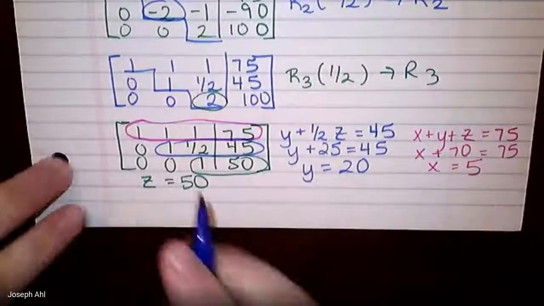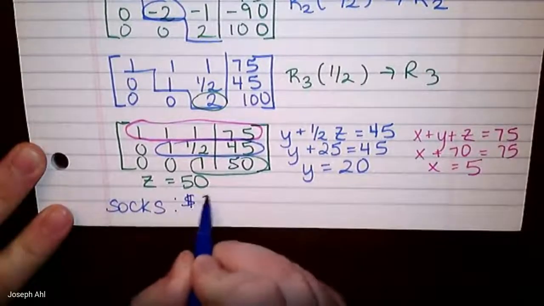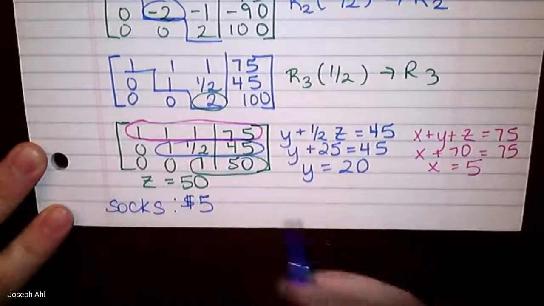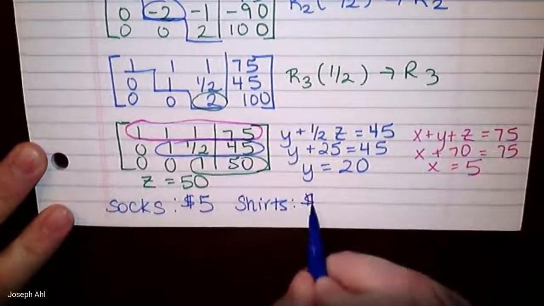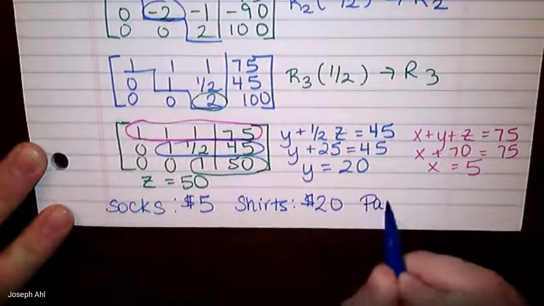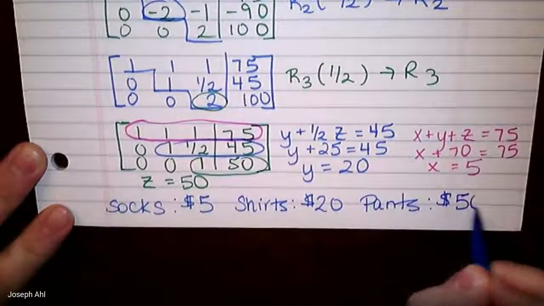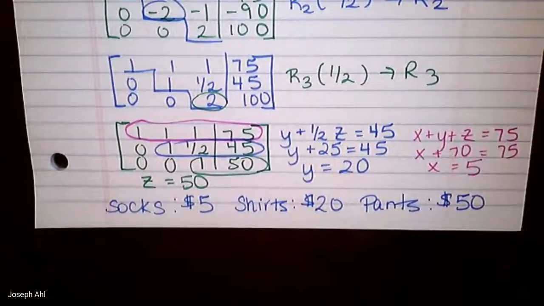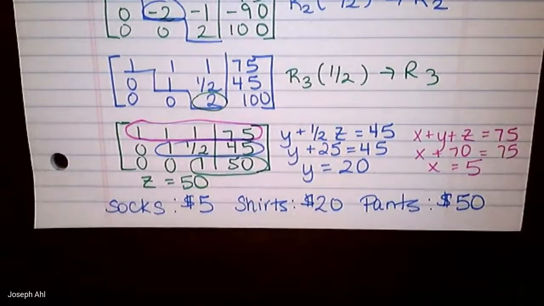Remember, x was our socks, so that means socks cost $5. Y was the shirts, so shirts cost $20. And I don't know about you guys, but a very expensive pair of pants here for $50. But if you only have to buy one to get through the quarantine, maybe it's not such a bad deal. And hey, one size fits all, of course.